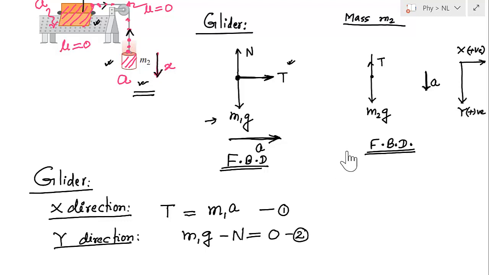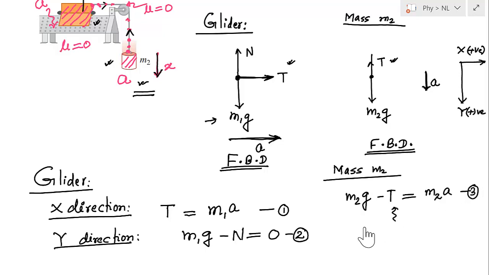Now similarly I can write the equation for mass m2. You see this object is moving in the downward direction with acceleration a. So we can write m2g is the force in the downward direction. My downward direction is positive, and tension is acting in the upward direction, so tension becomes negative. So this equals the force in the y direction on mass m2, force equals mass into acceleration. Mass is m2 and acceleration is a. This is my equation number 3. So this is for the y direction.